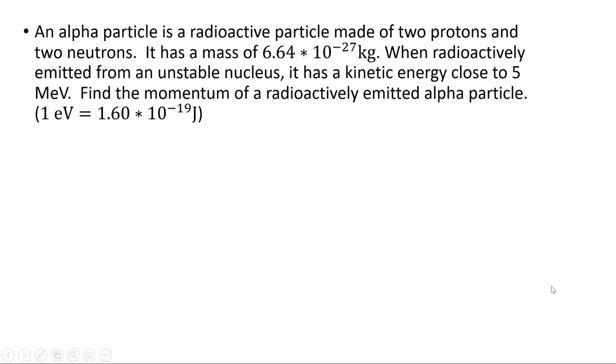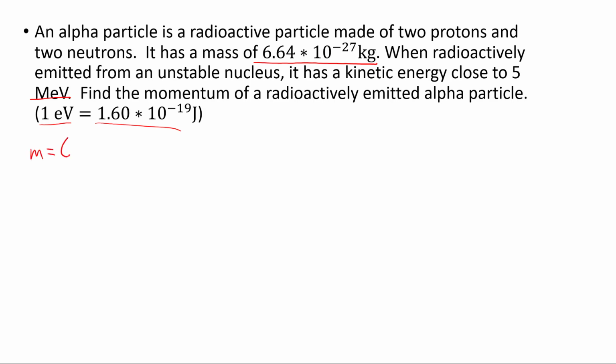Let's do an example. An alpha particle is a radioactive particle made of 2 protons and 2 neutrons. It has a mass of 6.64 times 10 to the minus 27 kilograms. When radioactively emitted from an unstable nucleus, it has a kinetic energy close to 5 MeV. That's 5 mega electron volts. Find the momentum of a radioactively emitted alpha particle, and we're given that 1 eV, that is 1 electron volt, is 1.60 times 10 to the minus 19 joules.